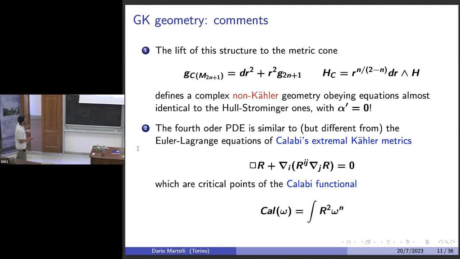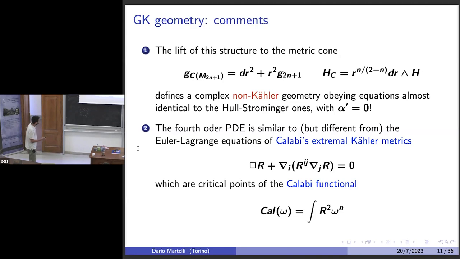Comment number two, this fourth order PDEs is similar but different from the Euler-Lagrange equation for the Calabi's extremal Kähler metrics, which are very popular in geometry, right? So one version of this equation is written here, and again R is the Ricci scalar and Rij is the Ricci tensor, right? So now this equation here, as I said, is a fourth order in derivatives, but it's different from the previous one. The only thing they have in common is this box Laplacian operator acting on the Ricci scalar. And these are critical points of Calabi's functional, famously. This is the Ricci square. Okay, these are two comments.